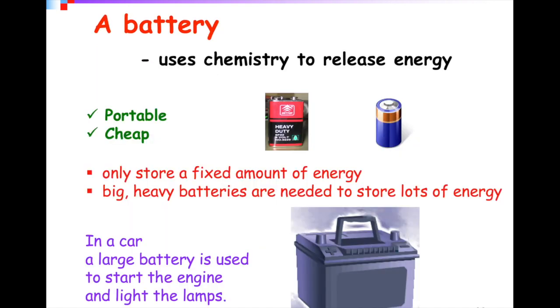A battery actually uses chemistry to release energy. We have different kinds of them, a small size and a big size. We use them in our homes, in our cars, in our lives in different places. It's portable and cheap, and you can find it in any place, and it only stores a fixed amount of energy because of its capacity.